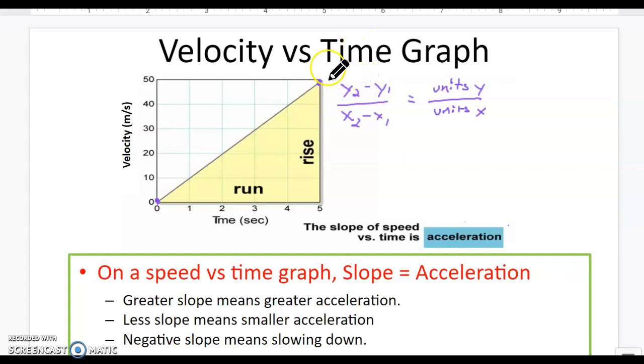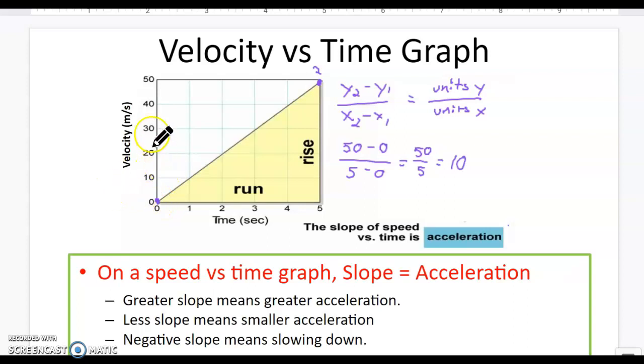use y2. So I go to the second point and go to the y-axis, it's 50, minus y1, go to the first point, it's 0 on the y-axis, and then x2, go to the second point, down to the x-axis, it's 5, minus the first point, go down to the x-axis, and it's 0. You get 50 over 5, or 10.